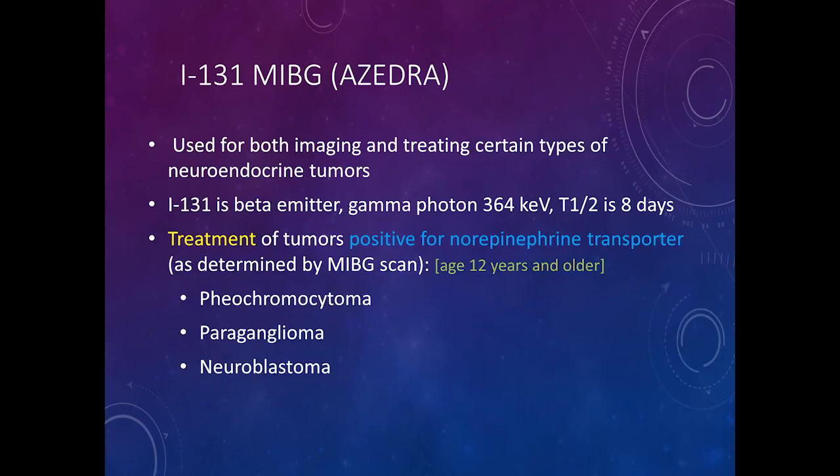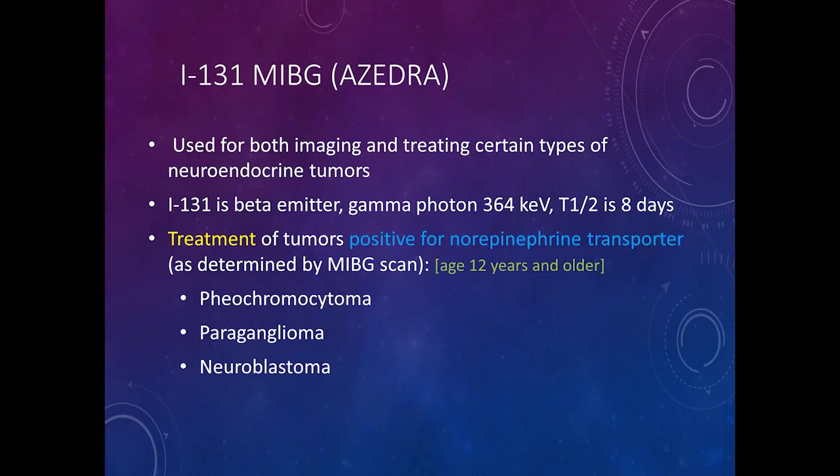Another version of MIBG can be labeled with I-131. You can still use it for imaging, but you know that images of I-131 are very grainy, very low resolution, so we really don't use it for imaging. What we use it for is treatment. I-131 is predominantly a beta emitter, and we can treat these tumors that express the norepinephrine transporter on the cells.